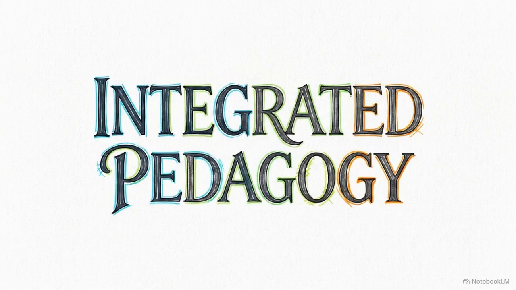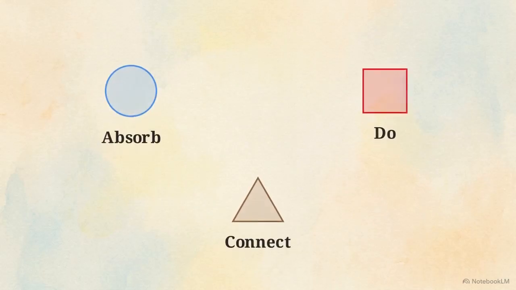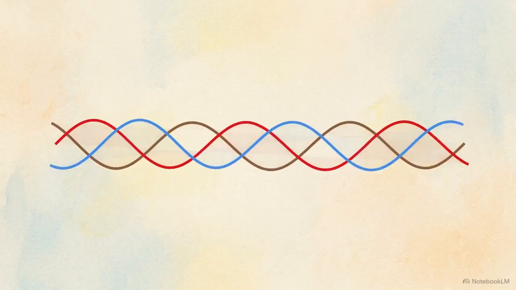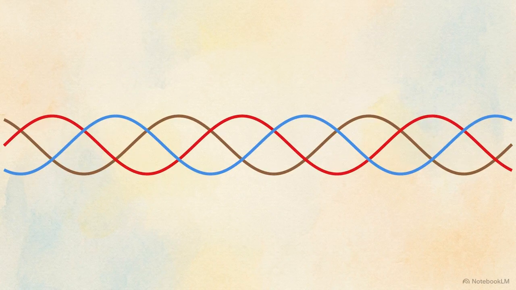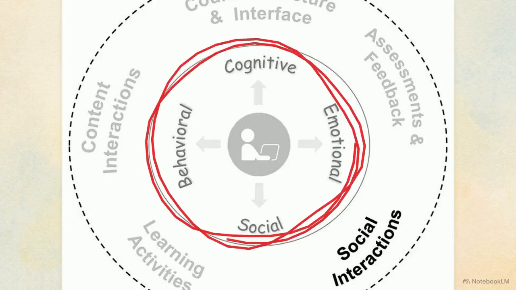The countermeasure to this fragmentation is holistic learning design. Instead of siloing tasks, a holistic approach weaves absorbing new content, applying skills, and connecting ideas into a single, uninterrupted flow state. Notice the inner circle of this framework.